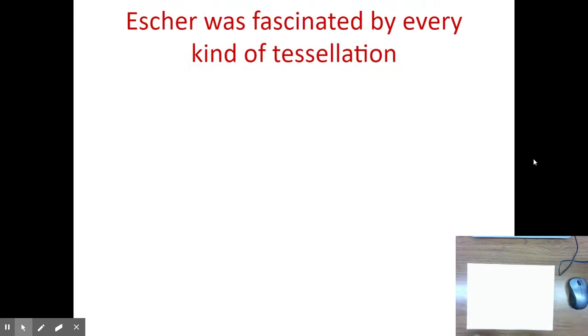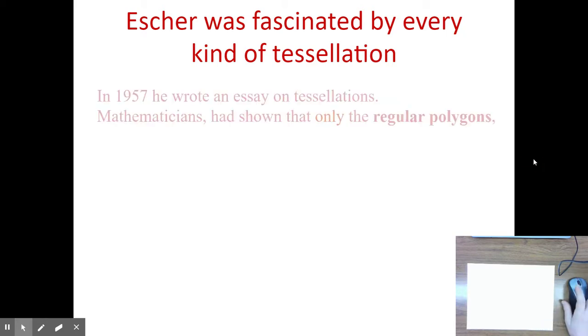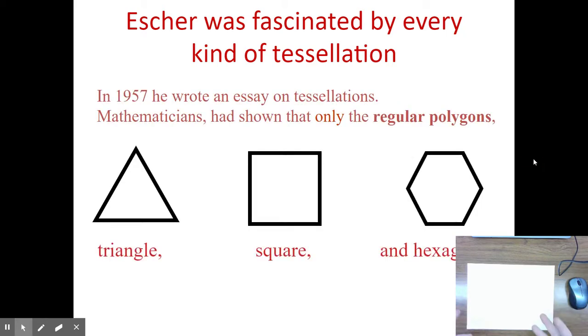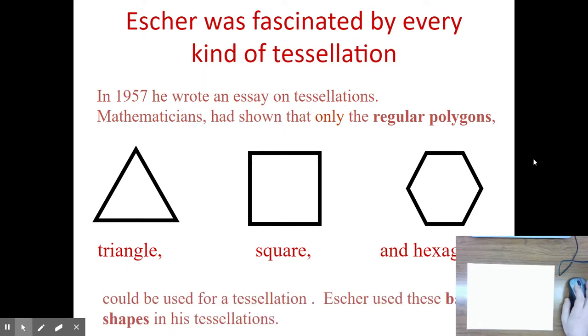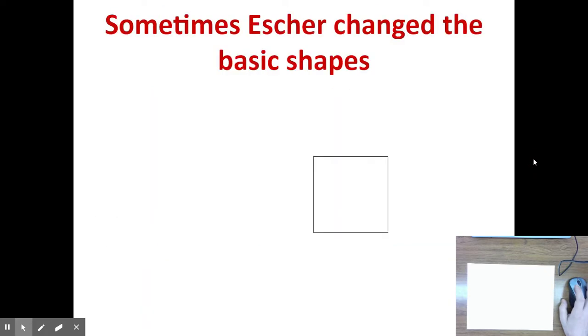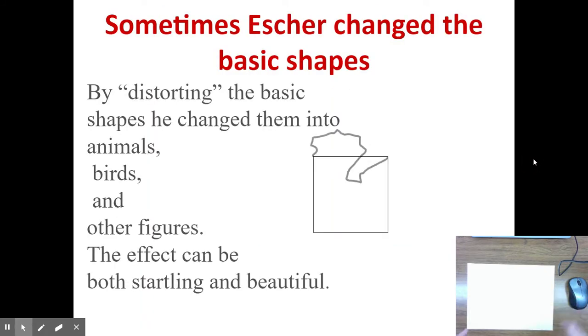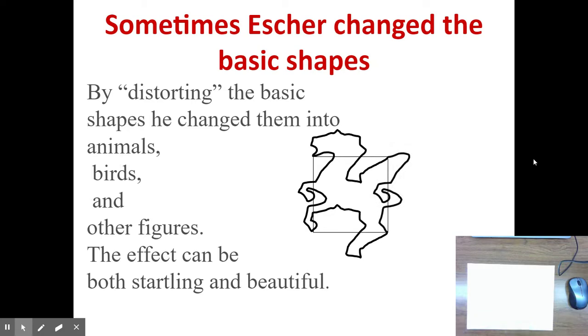Okay, so Escher was fascinated with every kind of tessellation. He actually wrote essays on tessellations. And mathematicians have read these and gone, wow, this guy's really smart. Unfortunately, he didn't understand the math behind it, and he had to have mathematicians explain it to him. So he would start with a basic shape, and then he'd build his tessellation from that. Okay, so he would distort the basic shape and change it into an animal or a bird or other figure, and the effect was startling and beautiful.